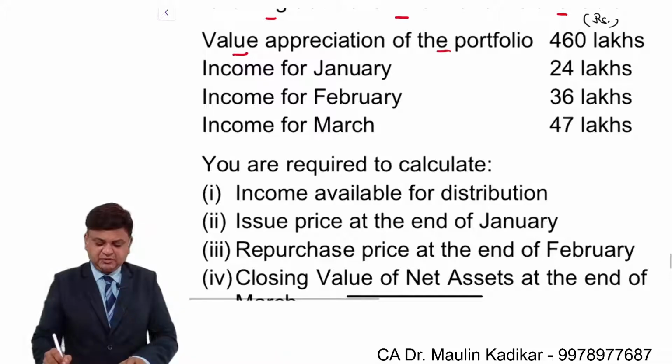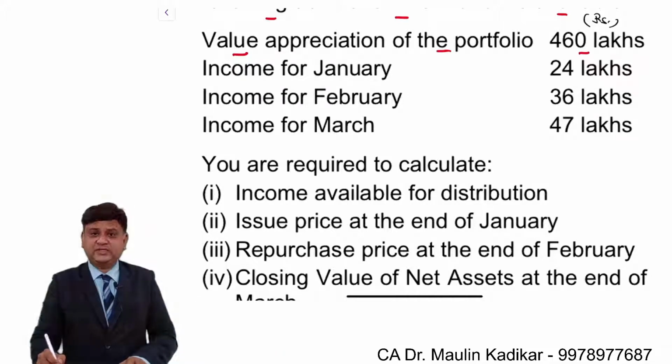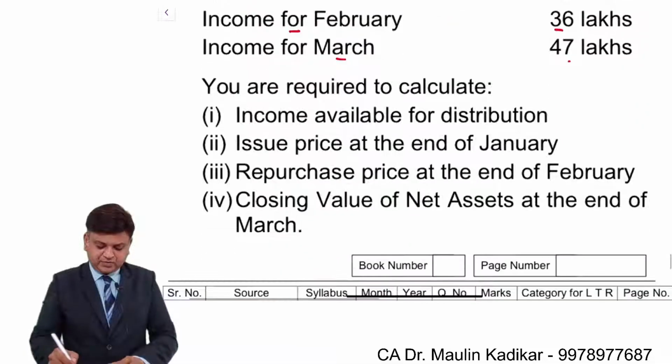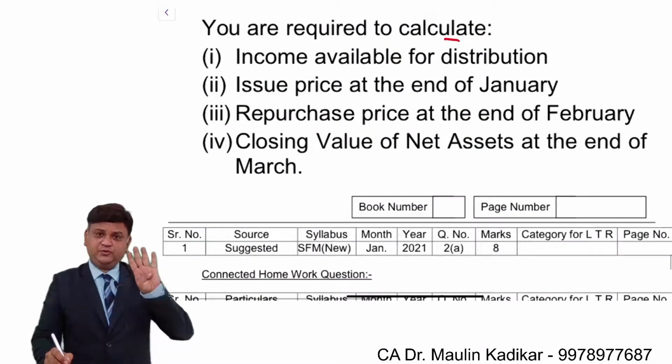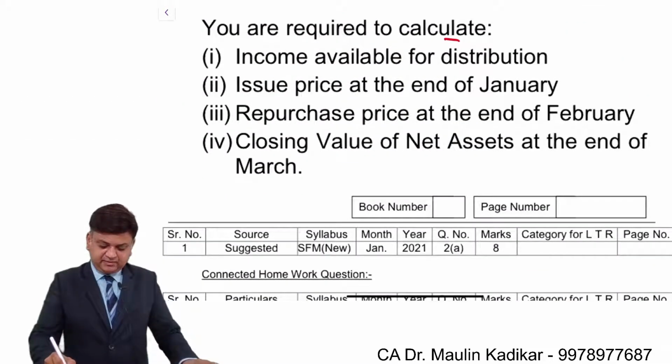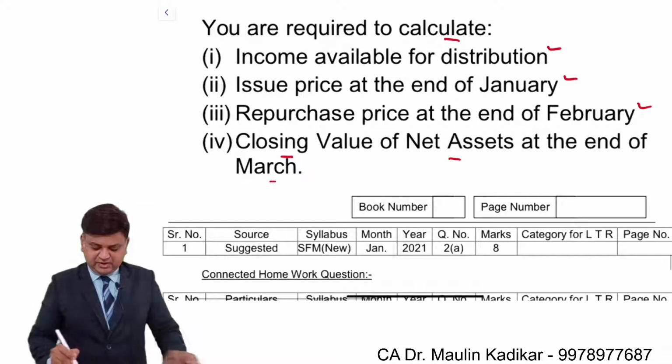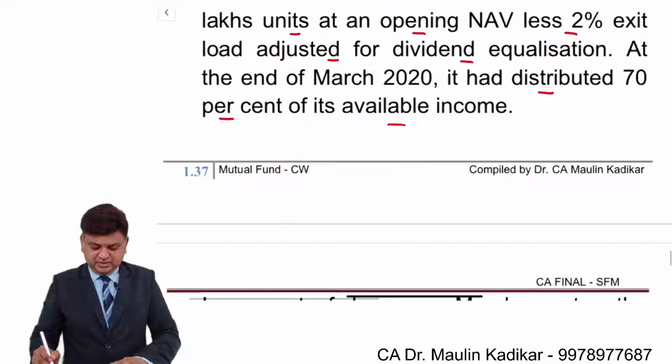Value appreciation of the portfolio 460 lakhs. Income for January 24 lakhs. February income, March income. You are required to calculate. There are 4 questions: income available for distribution, issue price at the end of January, repurchase price at the end of February, and closing net asset value at the end of March. That is the question.